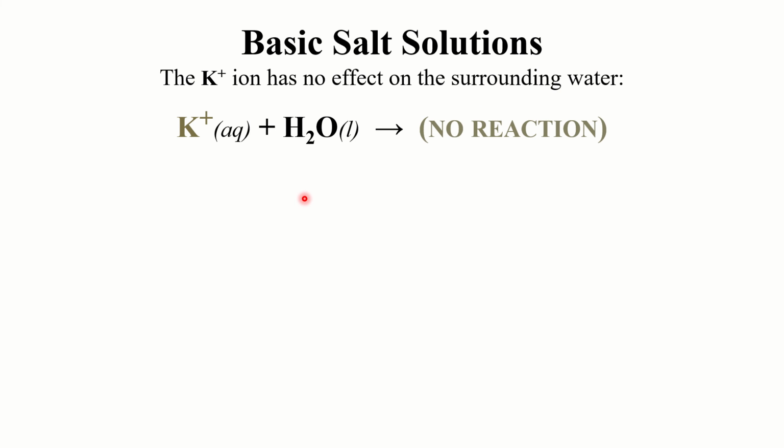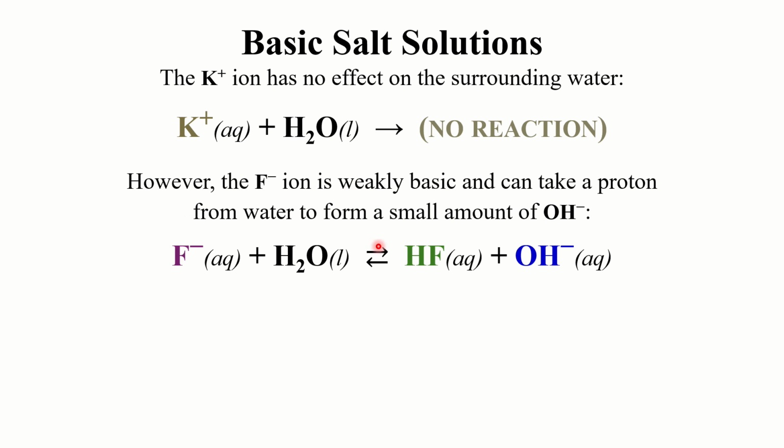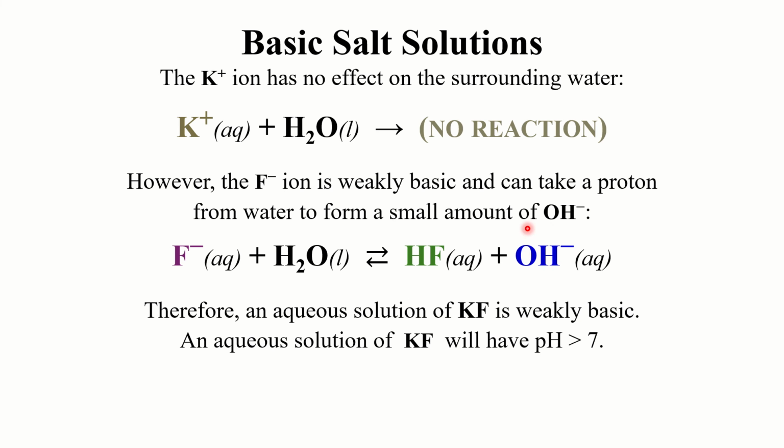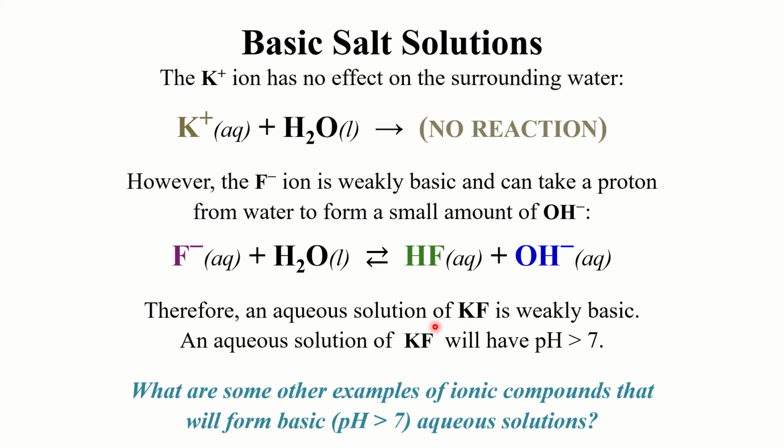To show this in more detail, K+, a group 1 metal cation, is the cation from a strong base. It does not react with water. But F- is the conjugate base of a weak acid, specifically hydrofluoric acid. Because it is weakly basic, it will react with water to reform some hydrofluoric acid, as well as, importantly, a small amount of OH-. And this small amount of OH- results in that aqueous solution of KF being weakly basic, so it should have a pH greater than 7.